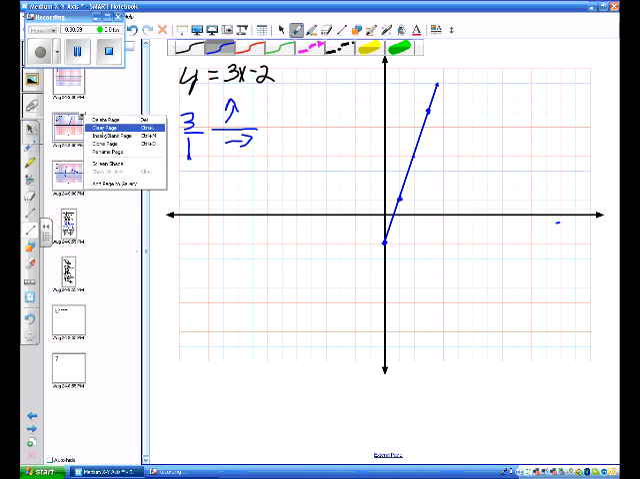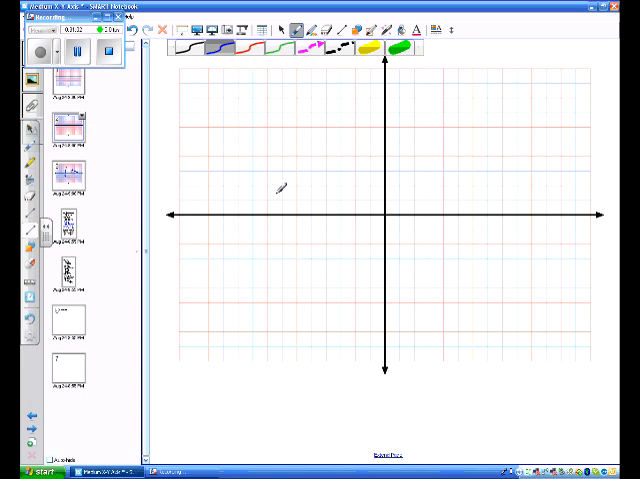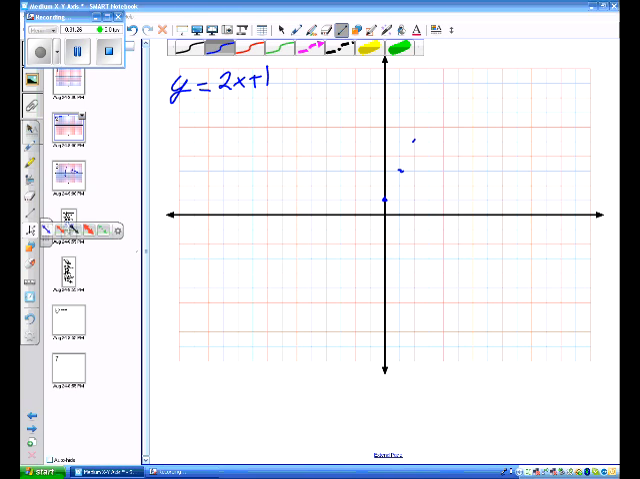Let's look at another one. Let's just clear this one, and let's say that we had y is equal to 2x plus 1. Okay, again, the 1 is my y-intercept, so that's positive 1. And I have a slope of 2, so I'm going to go up 2 to the right 1, up 2 to the right 1, and then I'll draw my line through those points, and I have the graph of my equation.